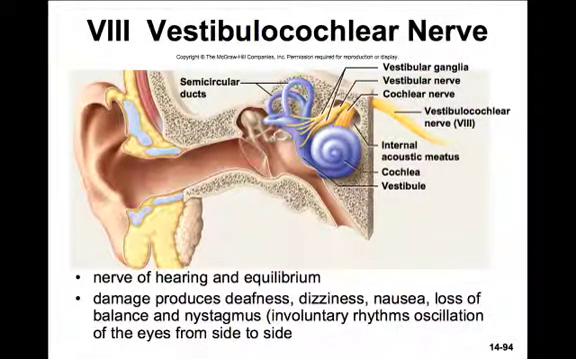8 is the vestibulocochlear nerve. Again, it describes the function precisely. Vestibulo and cochlear. The vestibular system is about balance in the inner ear, and the cochlear is about hearing in the inner ear. So this nerve is involved in hearing and equilibrium. So damage to it could cause deafness, dizziness, nausea, loss of balance, or involuntary oscillations in the eyes called nystagmus.